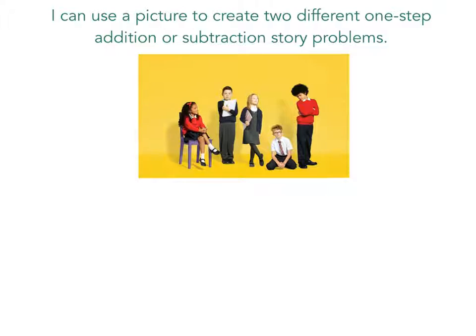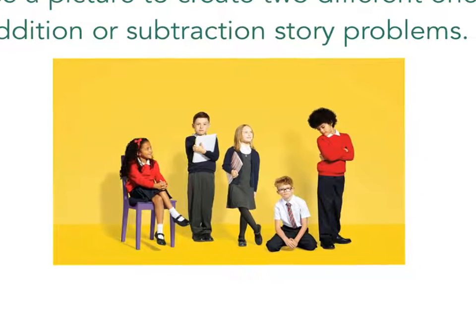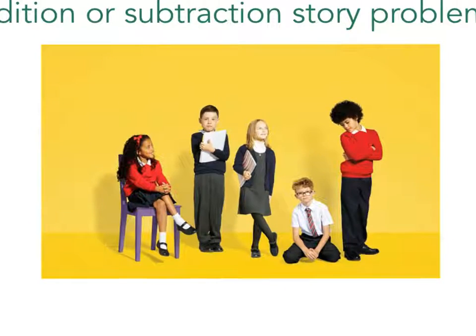So the first thing you're going to want to do is just kind of study your picture. I noticed that in my picture, some of the kids are standing and some of the kids are sitting. Some are boys and some are girls. And I also noticed that they're wearing different colors. So I can use all of those things to help me create a story problem that can be solved.